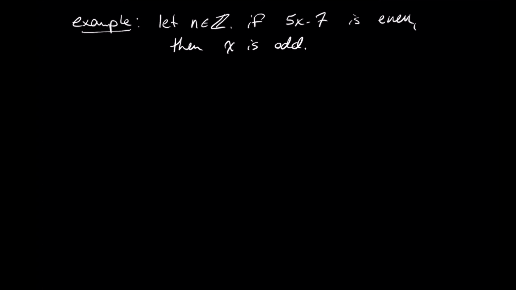Right? Let n be an integer. If 5x minus 7 is even, then x is odd. And so, in this case, you can see what's about to happen as soon as we start. If we assume that 5x minus 7 is even, then now we have 5x minus 7 is equal to 2k.